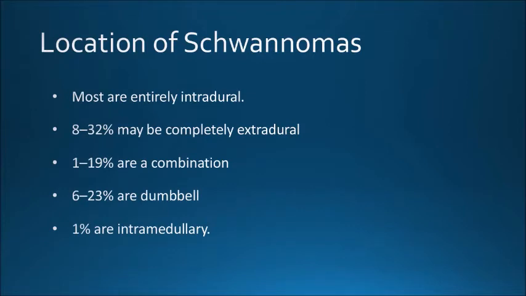Now the location of the schwannomas, they can be mostly intradural, but there are differences of presentation in some cases where we can have the complete extradural schwannomas or a combination of extradural and intradural spinal cord schwannomas. Then we can also have a dumbbell type of neurofibromas or schwannomas, and only 1% of these spinal schwannomas can be intramedullary as well.